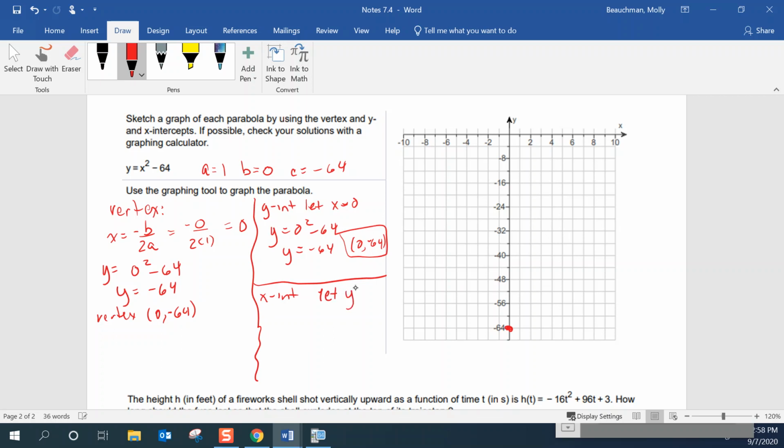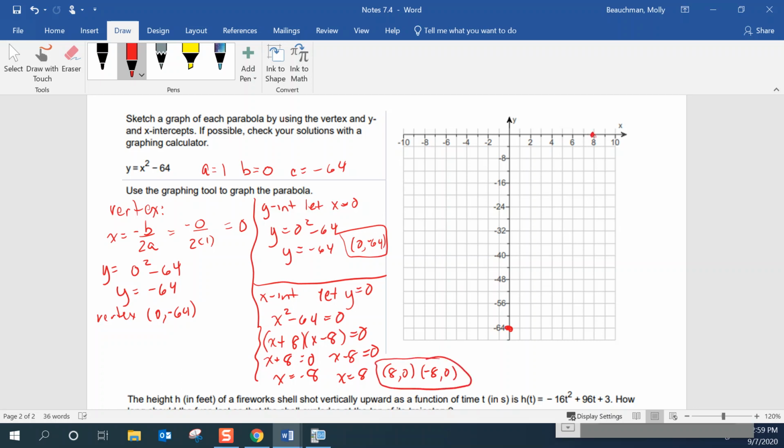For the x-intercepts, we're going to let y equal 0. So we get x squared minus 64 is equal to 0. If you recognize that's a difference of squares, that factors into (x plus 8)(x minus 8). Set each factor equal to 0 and solve. I get x equals negative 8 and x equals 8. So my x-intercepts are (8, 0) and (negative 8, 0). Now I've got a couple more points. So you can use the graphing tool to create your parabola. It should go through those 2 points.